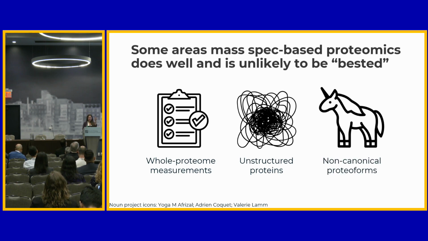And then finally, as we were just saying, the non-canonical proteoforms. So things like a splice variant, things like PTMs, things like truncated proteins. I think all of these are places where the versatility of mass spectrometry can be very powerful, that other technologies would have to do a lot of development to build up those kinds of panels.